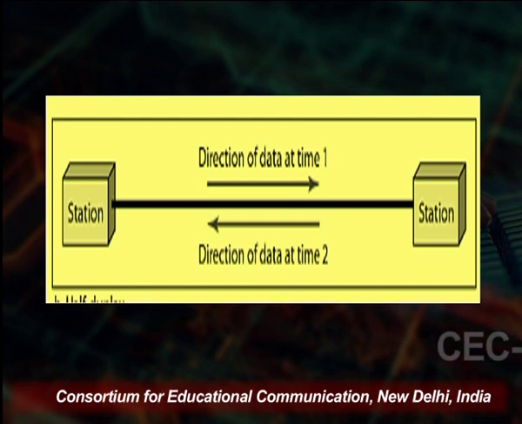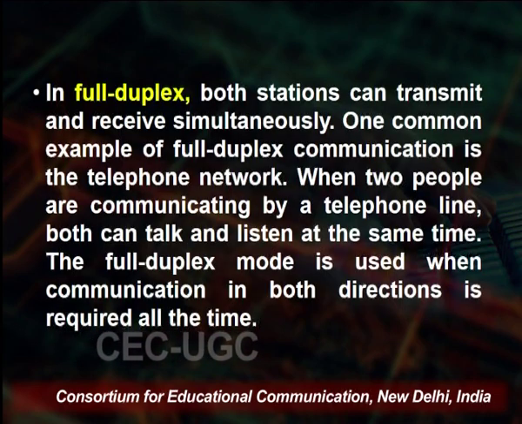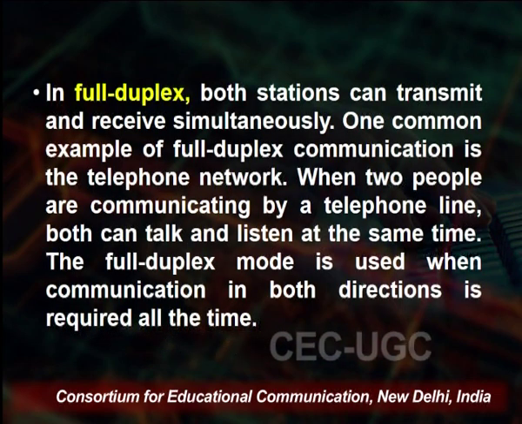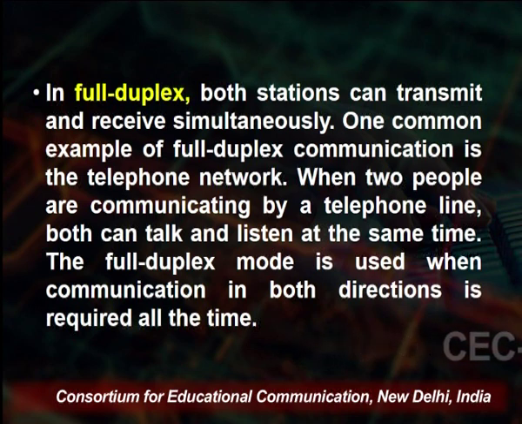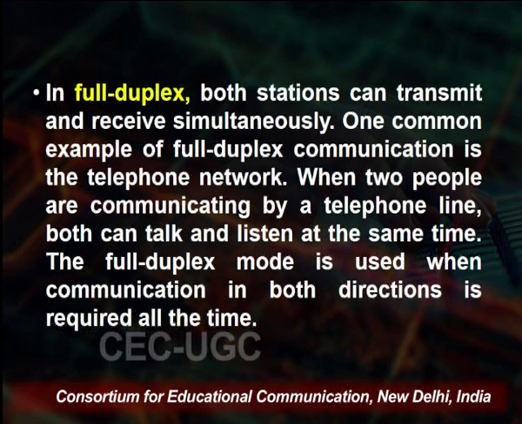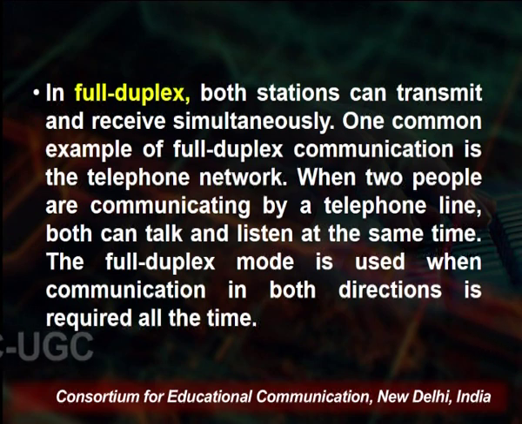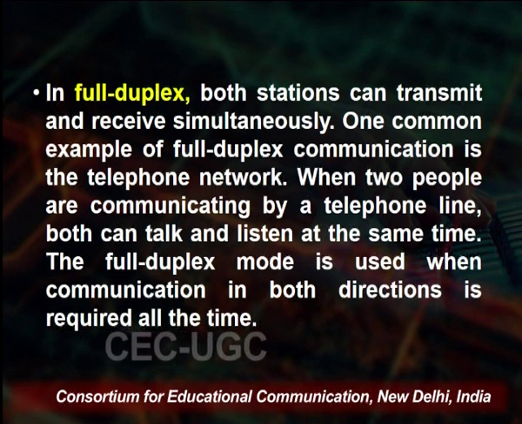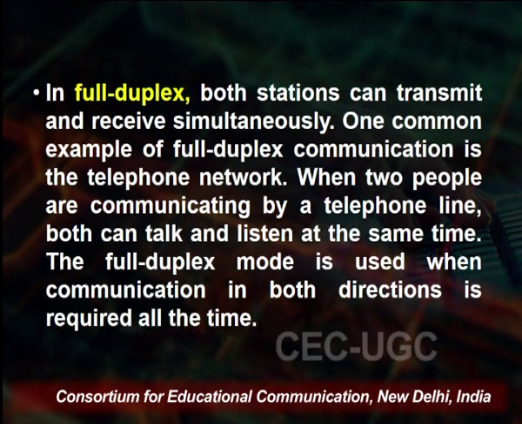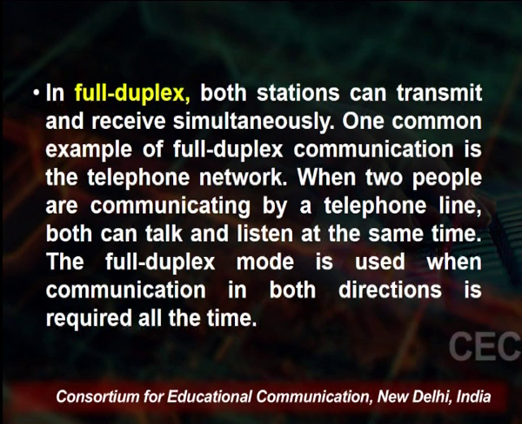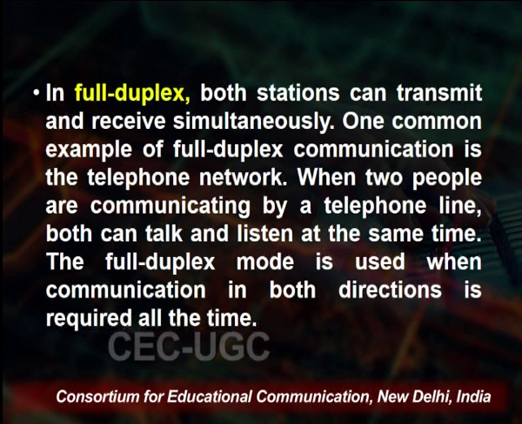So, simplex, then we have seen half duplex, and now coming to full duplex. Full duplex says both the stations can transmit and receive simultaneously. One common example of full duplex communication is the telephone network, where two people communicating over that line can both talk and listen at the same time. This full duplex mode is used when communication in both the directions is required all the time.